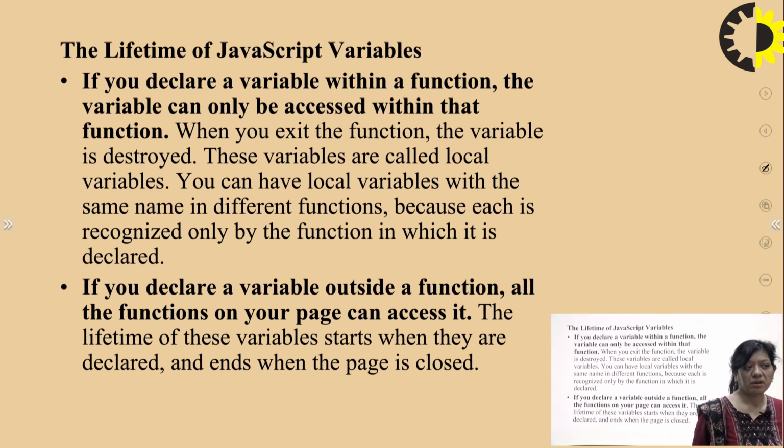You can have local variables with the same name in different functions, because each is recognized only by the function in which it is declared. If you declare a variable outside a function, all the functions on your page can access it, and we can say the lifetime of these variables starts when they are declared and ends when the page is closed.